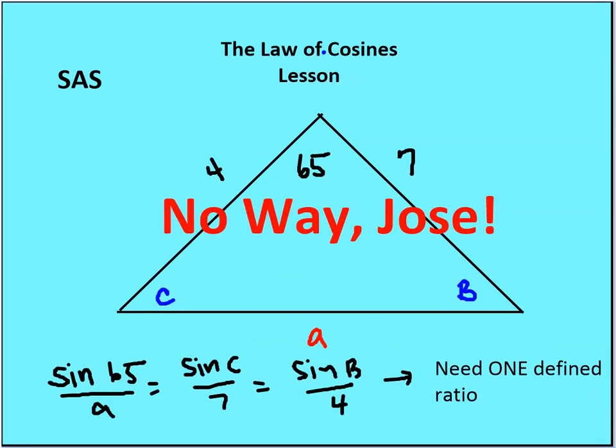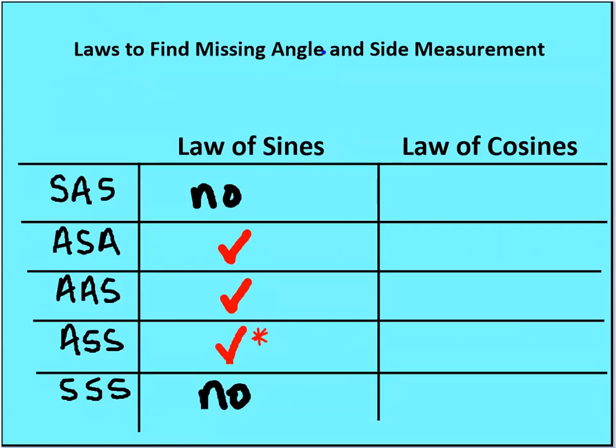All right, and you're going to see that once again, you can't use the law of sines to solve a triangle in which you have a side, included angle, and a side, because again, we don't have a defined ratio. All right, so that completes the left-hand side of our table for law of sines. So let's talk about the law of cosines.